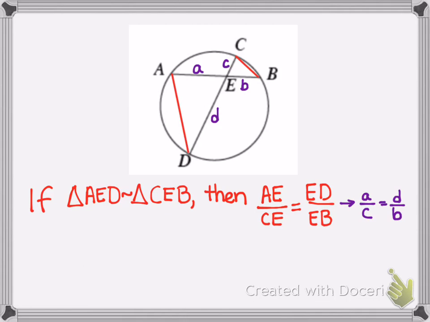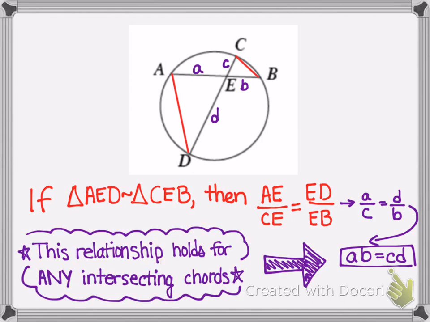And then you can probably see that we could easily cross-multiply to rearrange that to look like this. Now, this may look simple and kind of random right now, but this is huge for us because that means that anytime we have two intersecting chords, we can use this relationship. So let's see that in action with a couple examples.